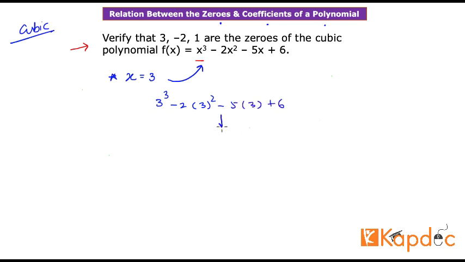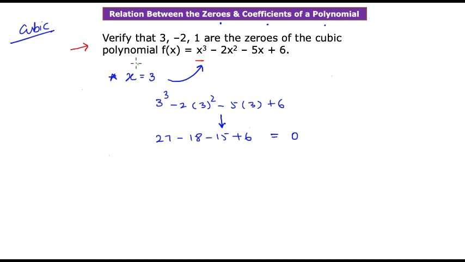So let's solve these mathematics, get rid of the cubes and squares, and you find that these numbers become 27 minus 18 minus 15 plus 6. Sum them, subtract them, and you'll find that this is equal to 0. So what this tells me is that, yes, x equal 3 is indeed a zero of this cubic polynomial.